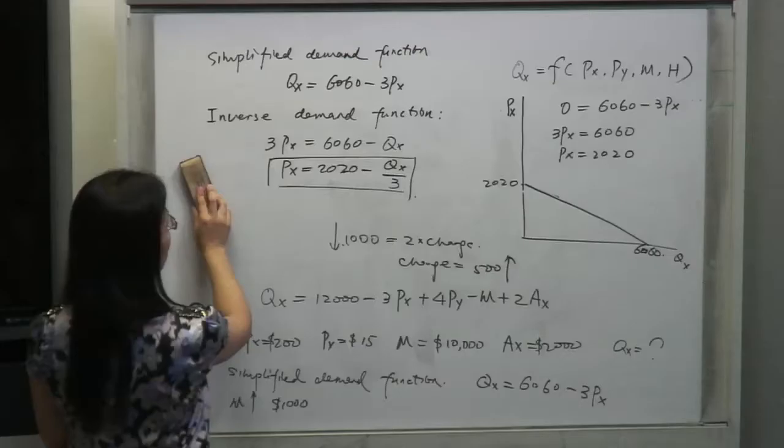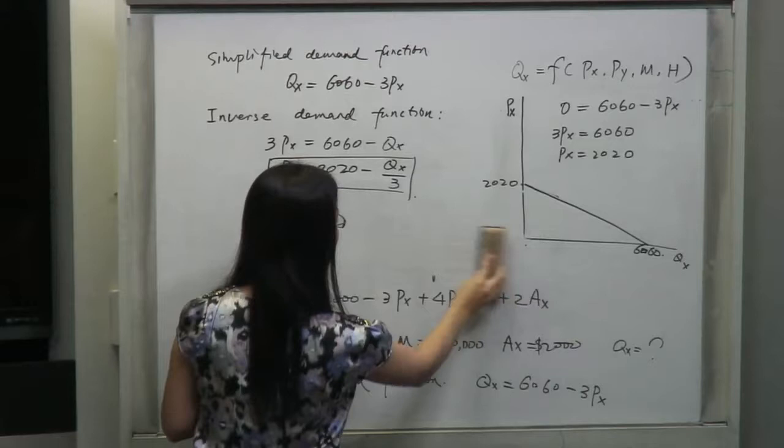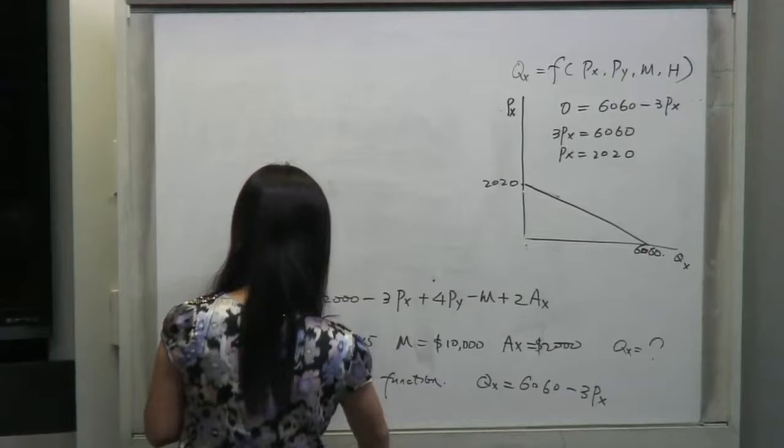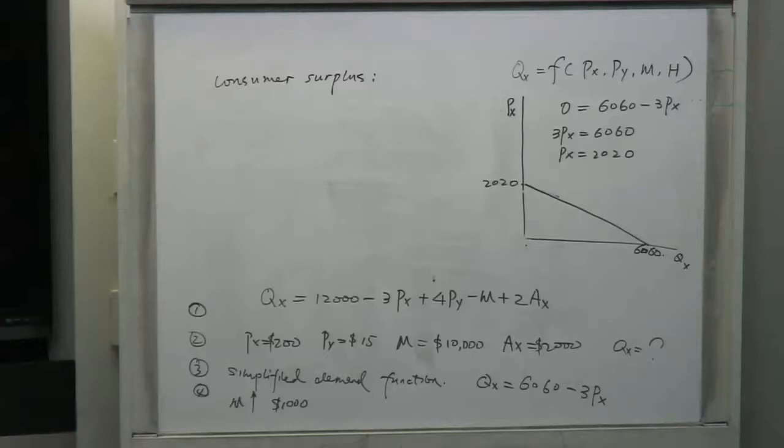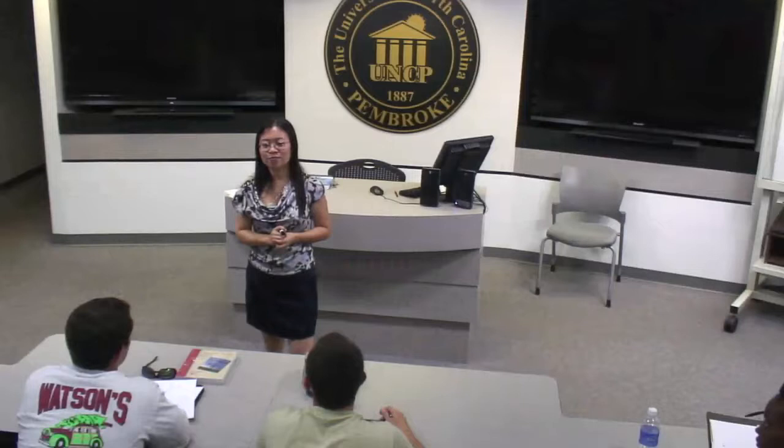The next thing I want to talk about is consumer surplus. Consumer surplus also is a concept from the demand side. So that means that you get too many products. Okay, let me give you an example.